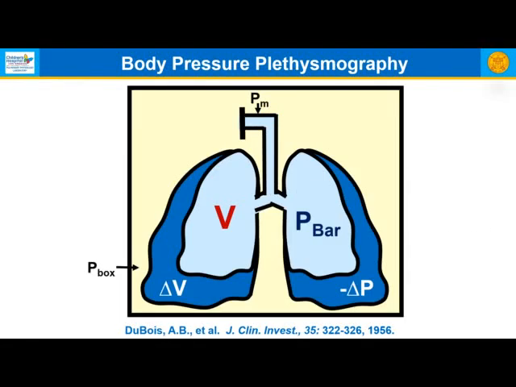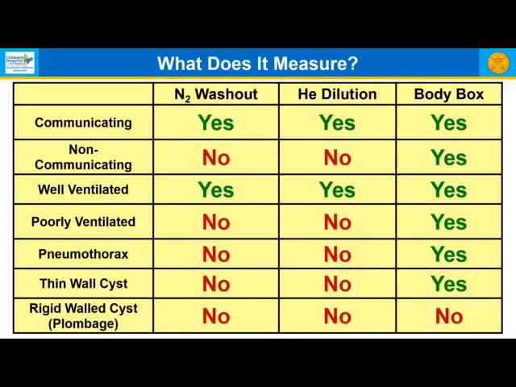So this is body box again, and the main difference here is that it measures both communicating and non-communicating air, any amount of air that's participating. So if we just review here, nitrogen washout, helium dilution, body box. Communicating air is measured by all of them. Non-communicating is not measured by nitrogen washout or helium dilution. Well-ventilated areas, again, by everything. Poorly ventilated, not by nitrogen washout or helium dilution, but it will be measured by the box.